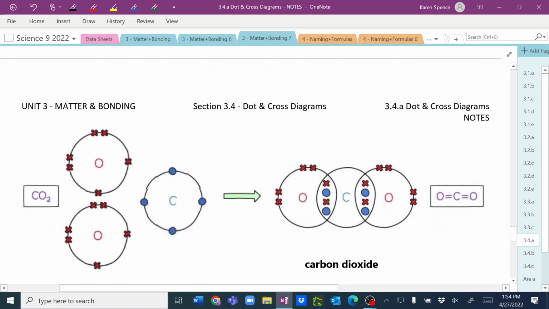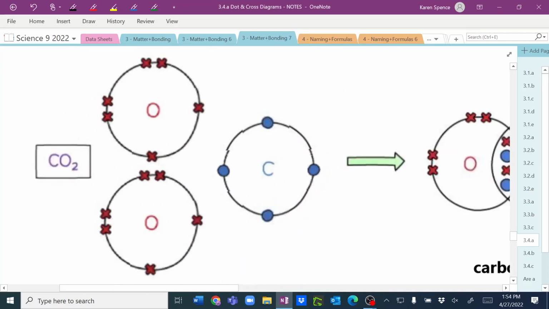Let's take a look at CO2. Here we have carbon. How many holes in carbon? 4. 1, 2, 3, 4. So how many bonds will carbon tend to form? Carbon will tend to form 4 bonds. Oxygen. How many holes in oxygen? 2. 1, 2.